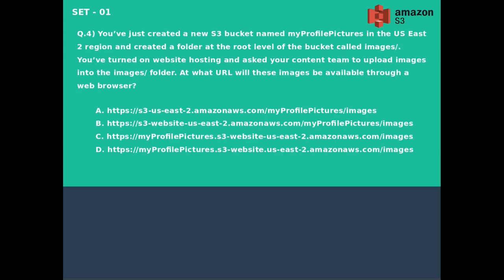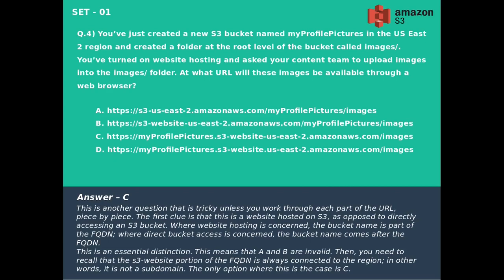Question 4. You have just created a new S3 bucket named My Profile Picture in the US East 2 region and created a folder at the root level of the bucket called Images. You have turned on website hosting and asked your content team to upload images into the images folder. At what URL will these images be available through a web browser? So look at options A, B, C, D, and the answer is C.